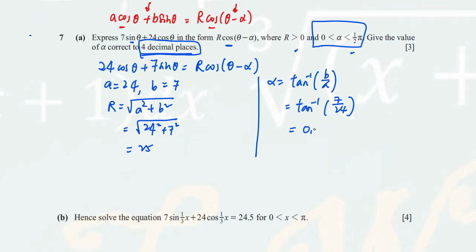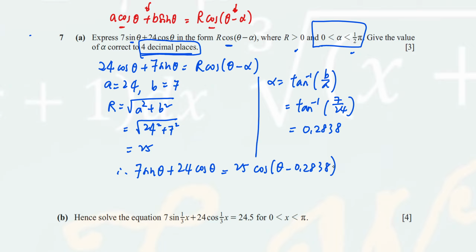Therefore, this is 0.2838. So at last, I will write 7 sine theta plus 24 cos theta equals 25 cos(theta minus 0.2838). So done for the A.